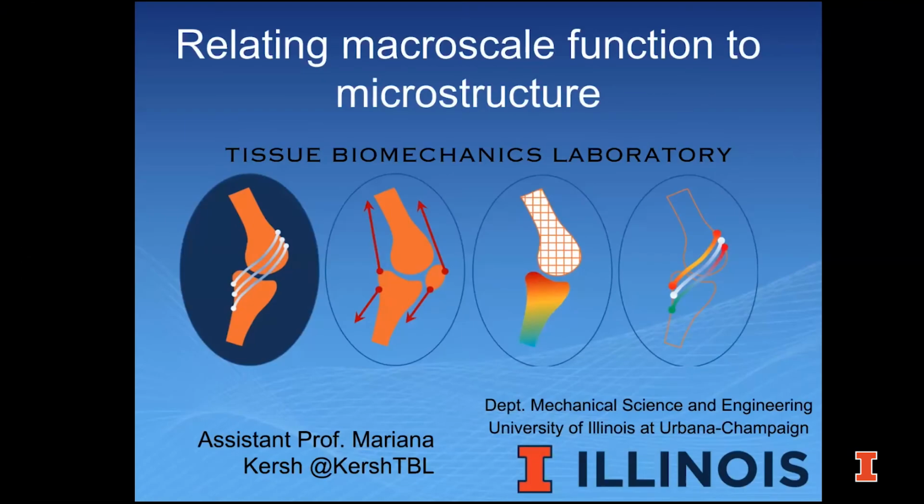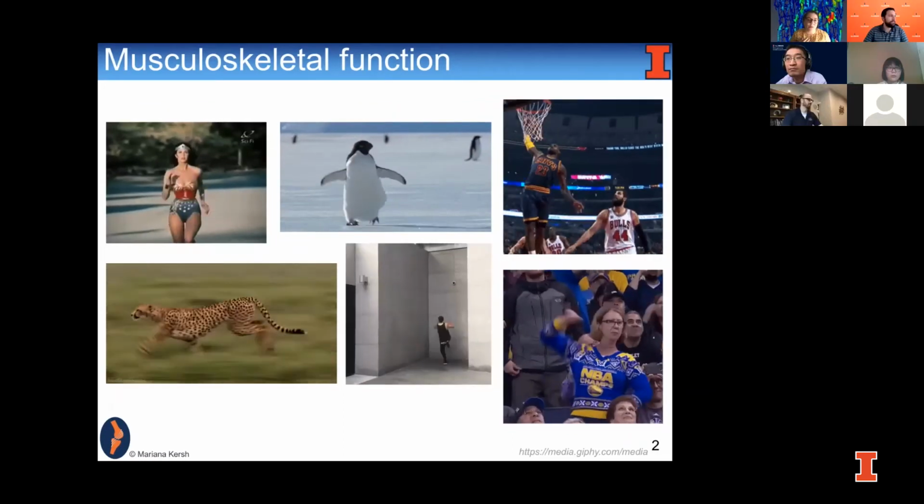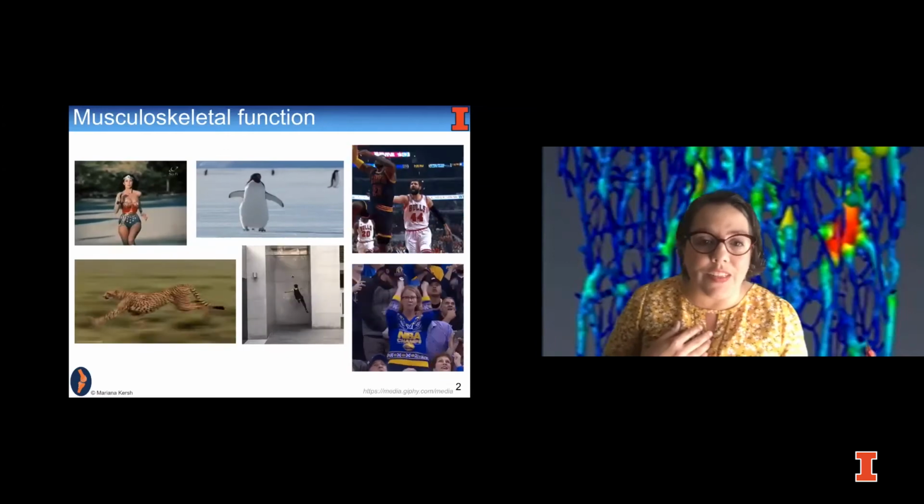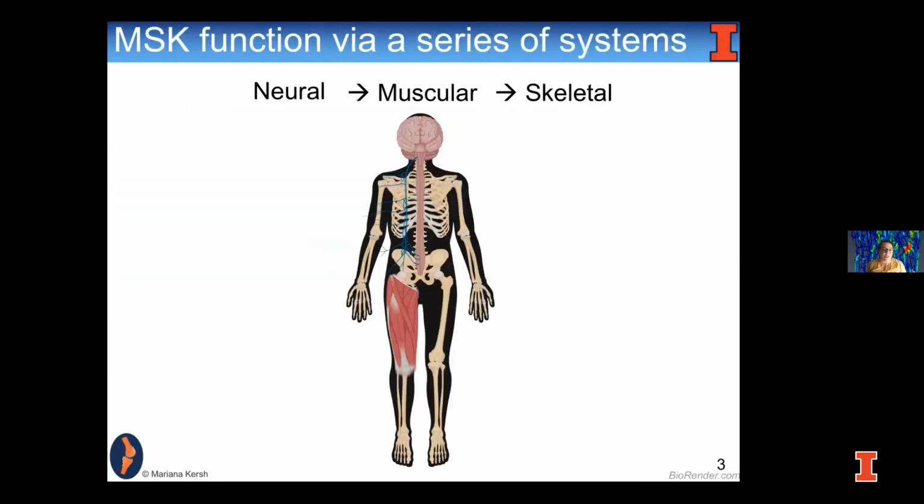So when we think about musculoskeletal function, we often think about whole body movement, right? And as you can see in humans and animals, there's a variety of movement patterns that are possible with varying degrees of agility. And we know that musculoskeletal function occurs via regulation from three primary systems. So our brain sends a signal down from the neural side to our muscles to contract, and then our bones react, right? And in some form, we generate movement.